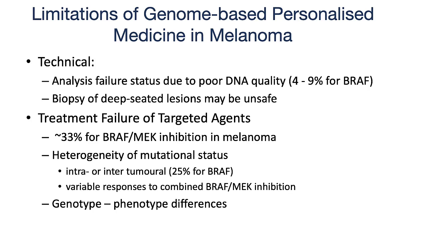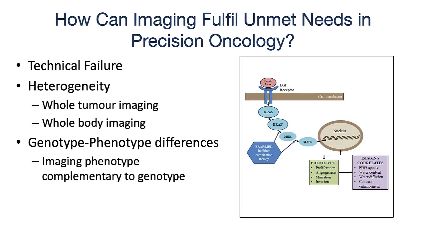And this may be because there is heterogeneity of the mutational status, and the piece of tumour that has been biopsied is not representative of the whole tumour. And there may also be differences between the genotype and the phenotype. Whereas with imaging, we can overcome the technical failure. As I pointed out, we can measure multiple tumours and measure the whole of an individual tumour. And we're also imaging the phenotype, which can give us information complementary to the genotype.